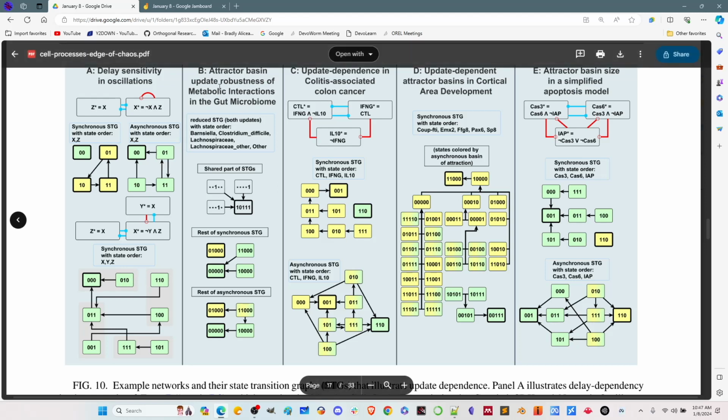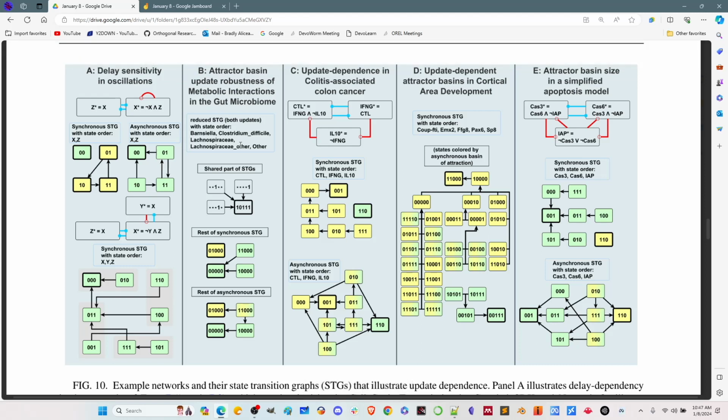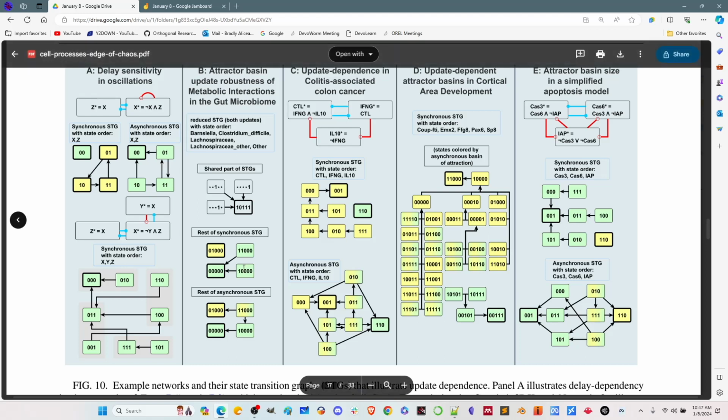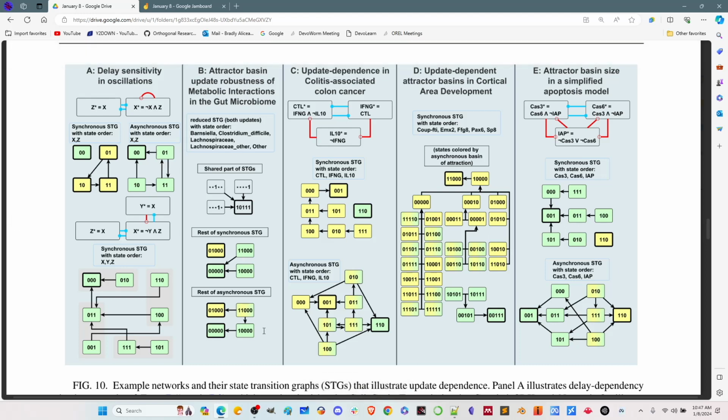The second one is an attractor Bayesian update for the robustness of metabolic interactions in the gut microbiome. So this is where we actually take a specific type of system, not just oscillations, and we map them to this random Boolean network. So we have 3 parts of this, for the different components of the interactions. We have an order that we work from. We have the shared part of the state transition graph. We have the rest of the synchronous state transition graph, and then the rest of the asynchronous state transition graph.